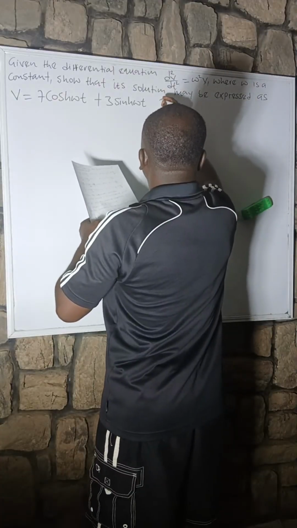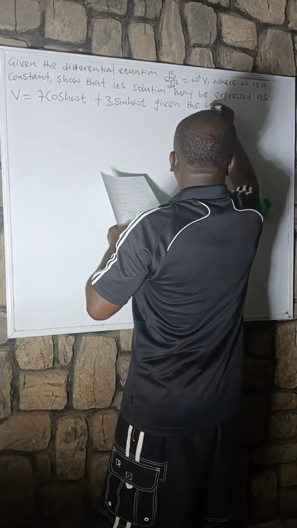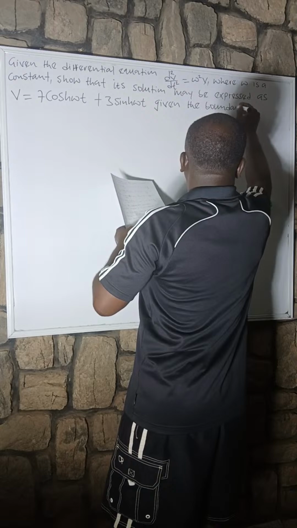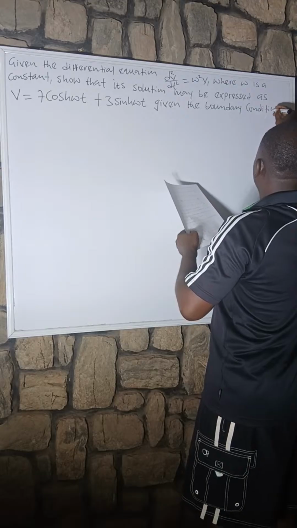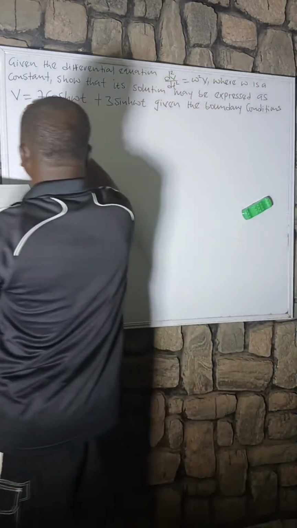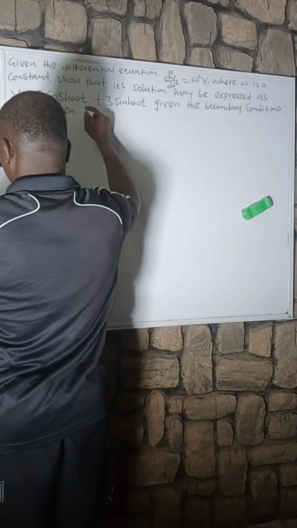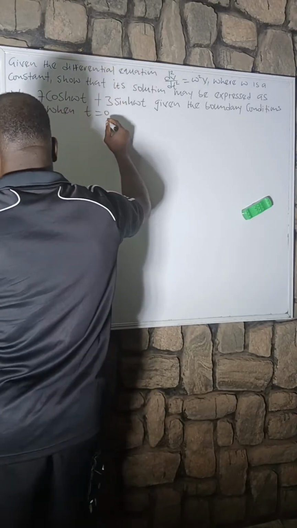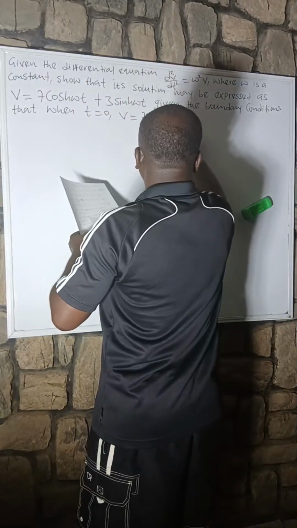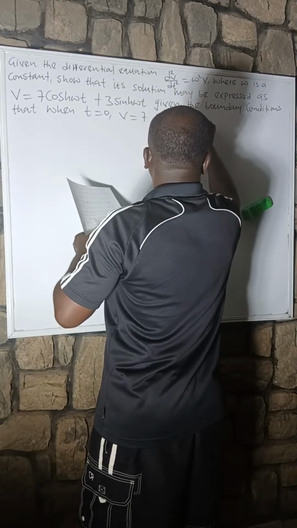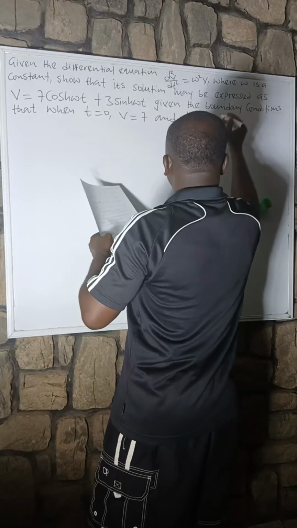given the boundary conditions that when t equals 0, v equals 7, and dv all over dt is equals to 3 omega.